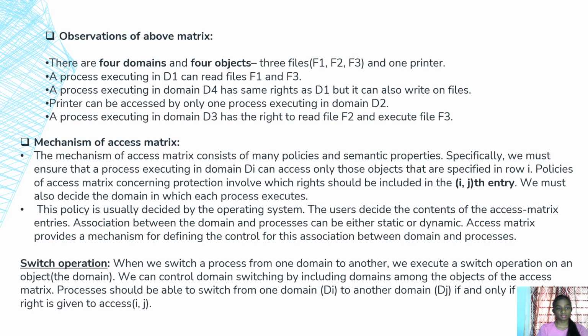The mechanism of this access matrix consists of many policies and semantic properties, especially when we ensure that a process executing in the domain Di can access only those objects that are specified in the rule. Policies of access matrix concern protection, and involve which rights should be included. We must also decide the domain in which each process can execute. This policy is usually decided by the operating system, and the user decides the contents of the access matrix entries. The association between the domains and processes can be either static or dynamic. Access matrix provides a mechanism of defining the control for this association between the domain and the processes.